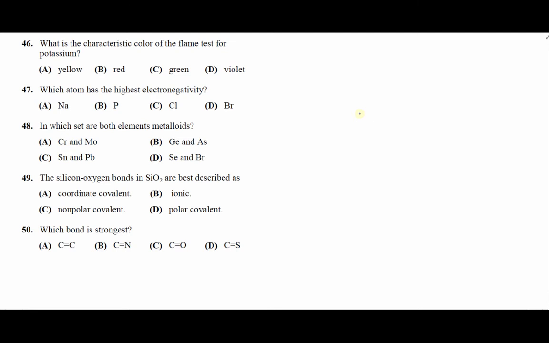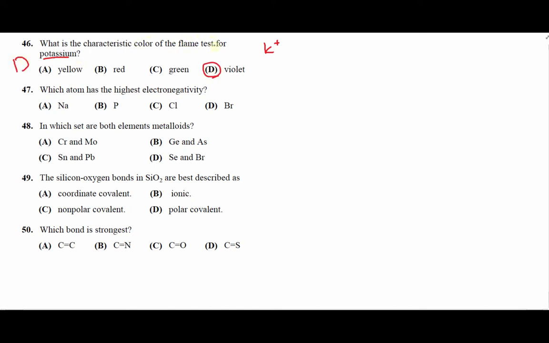Number 46. What is the characteristic color of the flame test for potassium? This is a lab-related question that you kind of need to memorize. So this is what I'm talking about, the trivia questions. Well, let's tackle it. Potassium, okay, that's K plus. When you do the flame test, the color is simply violet.